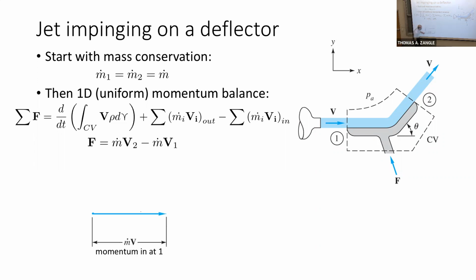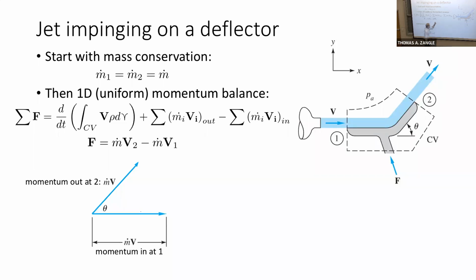So we could write the momentum in at control surface one as a vector, having magnitude m dot times velocity v oriented in this x direction. Right? Are you with me? And from that, we're going to subtract the momentum out at control surface two, which has the same magnitude, m dot times magnitude of v, but it's in a different direction, right? Because this vane has deflected the fluid upwards.